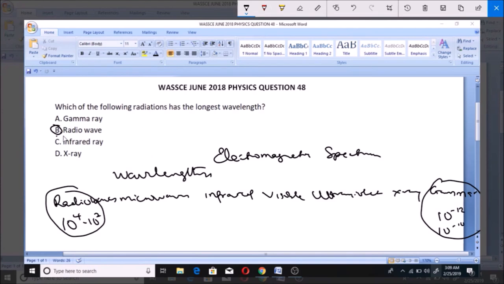Wavelength is not the only parameter that you use in checking the quality of the radiation. We have wavelength, we have frequency, and we have the wave energy. You can use any of these, but considering wavelength, this is how they are arranged. After radio waves, you have microwaves, infrared, visible light, ultraviolet, X-rays, then gamma ray. So radio wave is the radiation with the longest wavelength. Thank you.